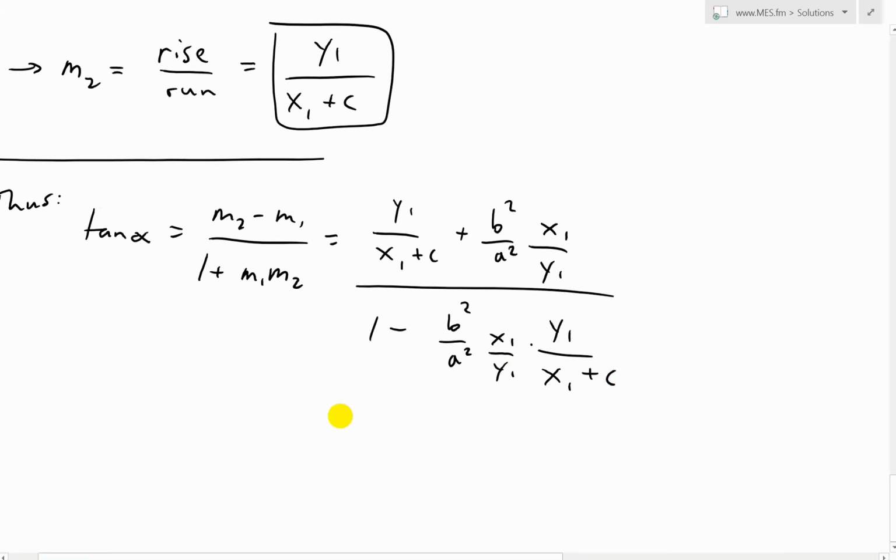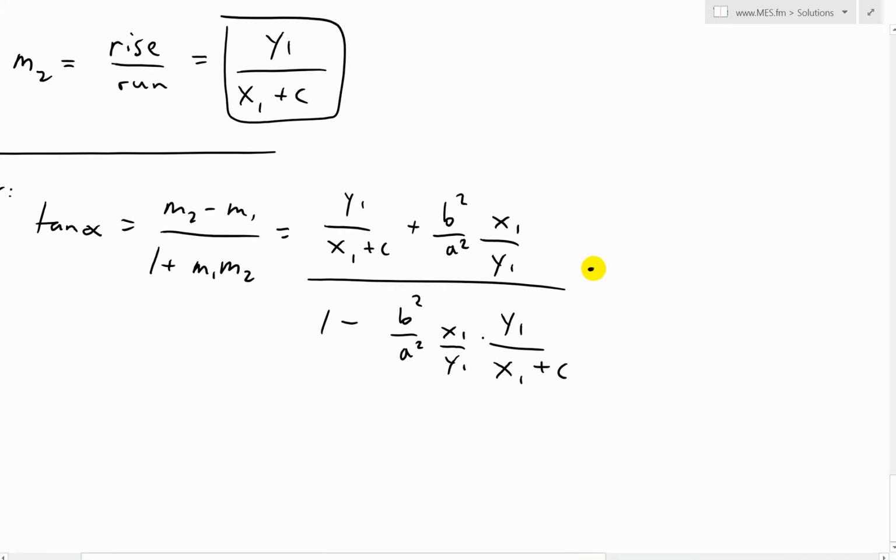So now what I'm going to do here is multiply by the denominator on this side. This is a squared y1 times x1 plus c. This one we have x1 plus c, and there's an a squared y1. So you want to get rid of all these denominators. So what I'll do is multiply top and bottom by the full one. So a squared y1 times x1 plus c, and divided by a squared y1 times x1 plus c, like that.